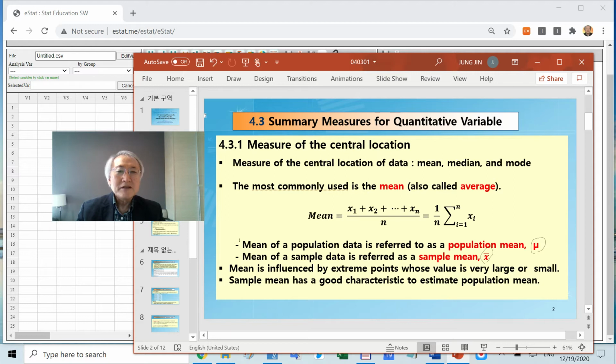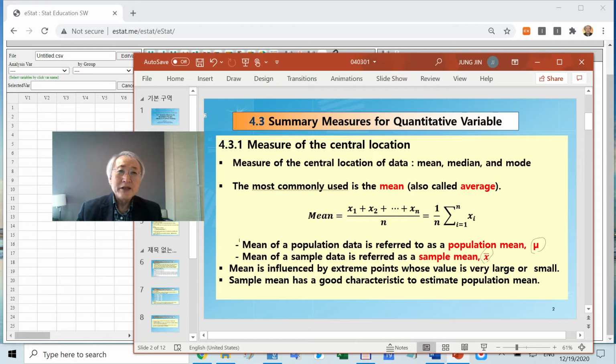Unfortunately, the mean has a weakness. Average is another nickname, but unfortunately the mean is influenced a lot by outliers. Therefore, although you use it a lot, you should be careful with the mean. You need to check whether there is an extreme point or not.